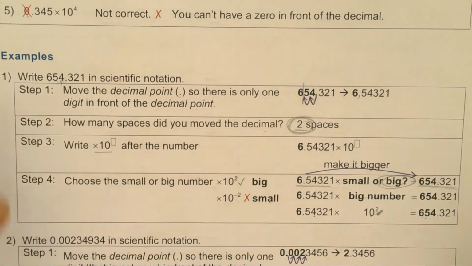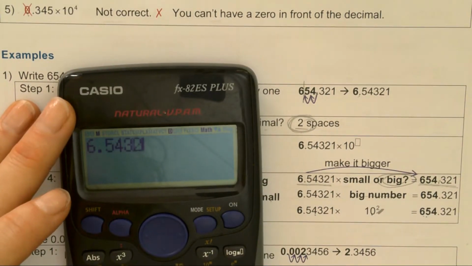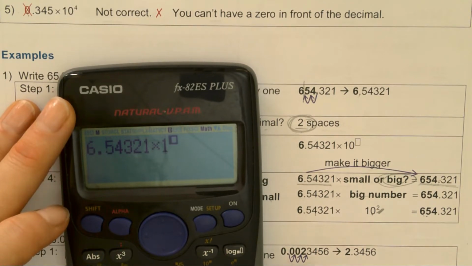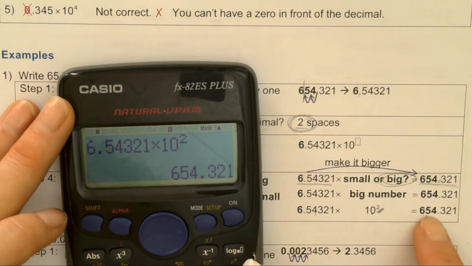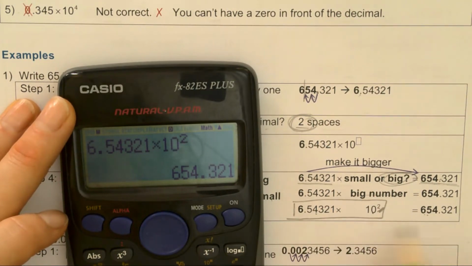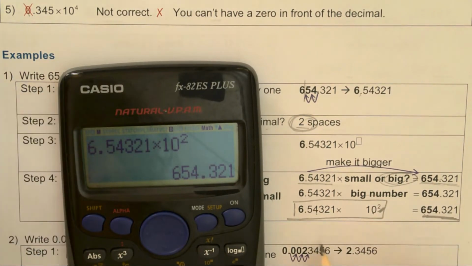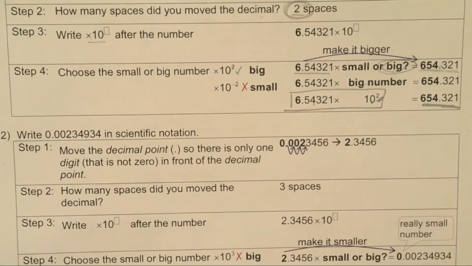Let's check on our calculator. 6.54321 times 10. Oops, that's not a 10. 10 to the 2. And look, it's equal to that. So this is the scientific notation. And it's the same thing, but it's just written differently. Let's look at the next example.